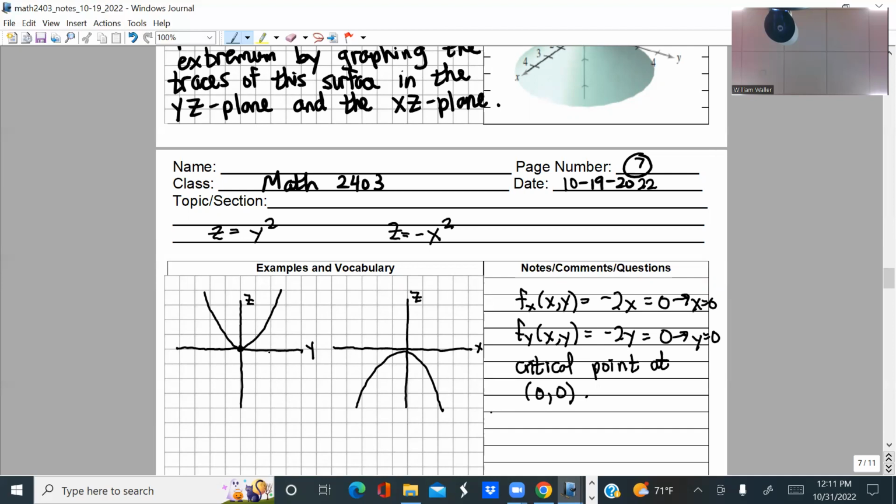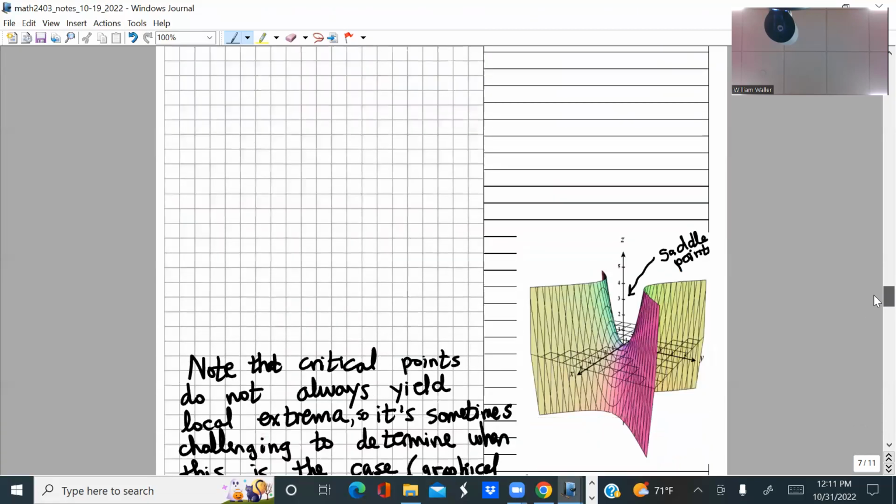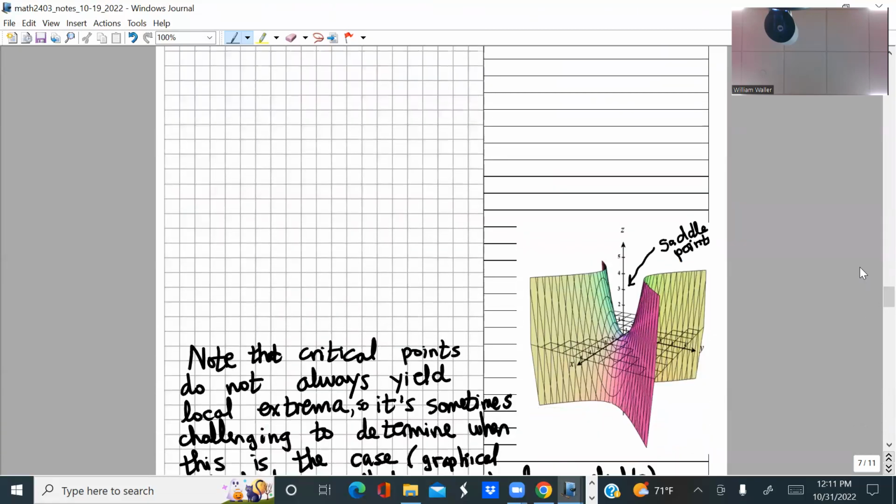So these traces are telling you we've got problems, right? So this critical point is not going to be an extremum. It cannot be an extremum. So what does the surface actually look like so that we can have these two traces? Well, what you get at the origin here is what's called a saddle point, all right?